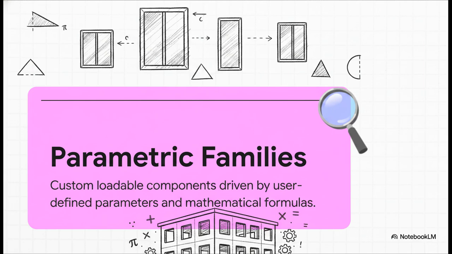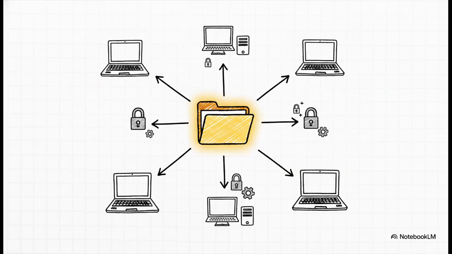Now, instead of drawing every single component from scratch, Revit uses parametric family creation. It's best to think of these like custom, loadable puzzle pieces driven by user-defined math. You design just one window family, and by tweaking the parameters you've set, it automatically scales and adapts to fit any size your project needs. So how do multiple civil engineers, architects, and detailers work on this massive model all at once? Revit uses a collaborative work-sharing system. It breaks tasks down into controlled work sets that all link back to a central file.